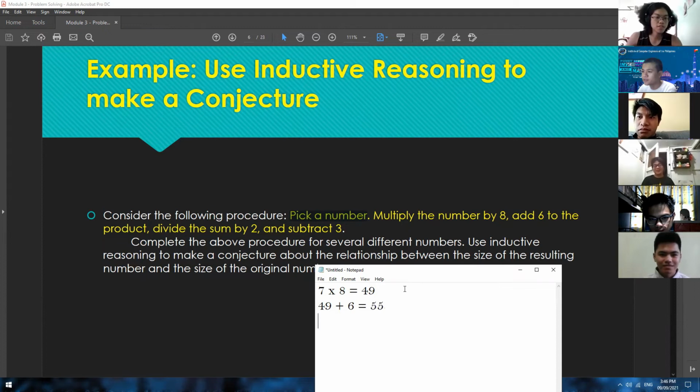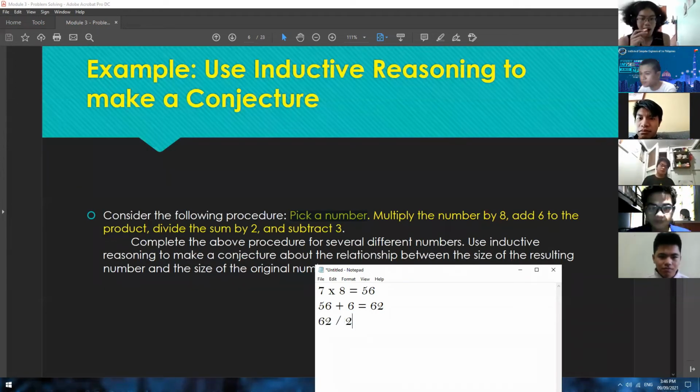Sir, 7 times 8 is 56. Sir, 56. 7 times 8. So this one will become 56, and this now will become 62. And divide the sum by 2. So 62 divided by 2, this is equal to 31. And subtract 3. 31 minus 3 is equal to 28.